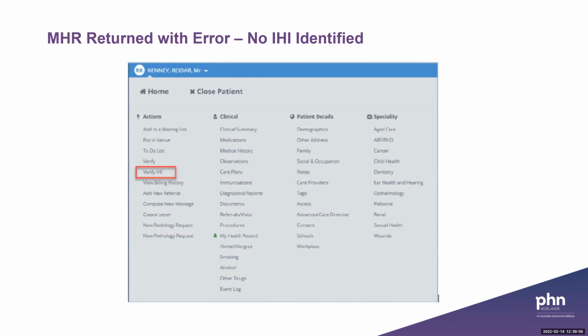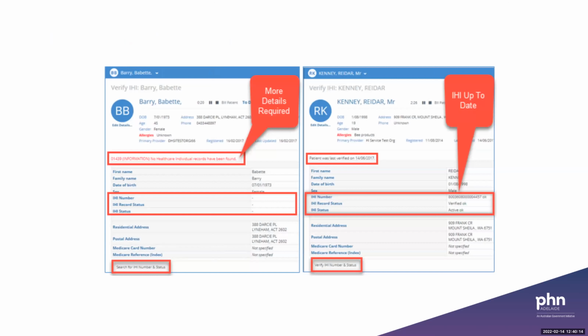If there was no IHI recorded or identified, then selecting verify IHI will take you to this next page where you can make sure that you've got those 5 items recorded. So first name, last name, date of birth, gender, and then Medicare card number. So it will give you a bit of a guide through this one if the IHI has not been found, and then you're able to select search for IHI number and status if that's not in there.